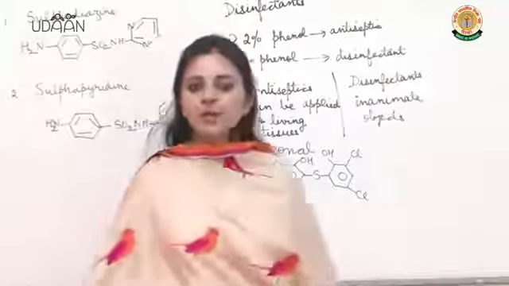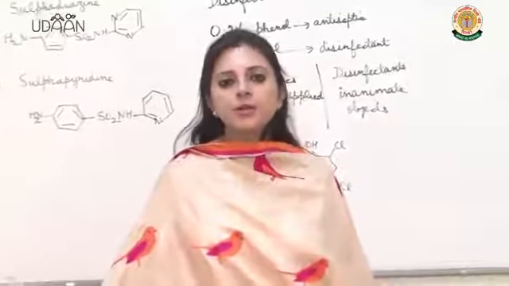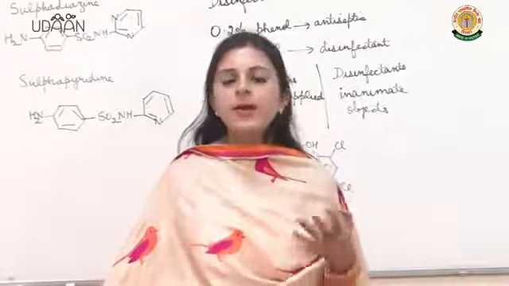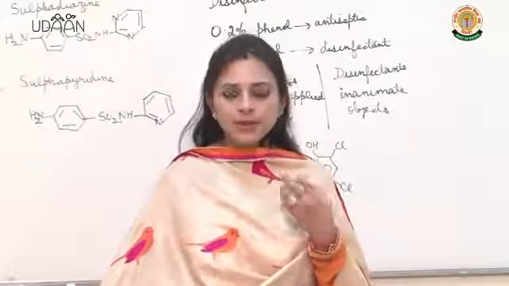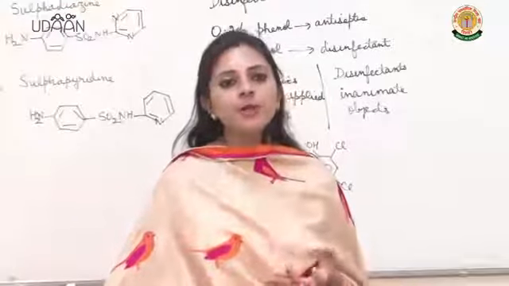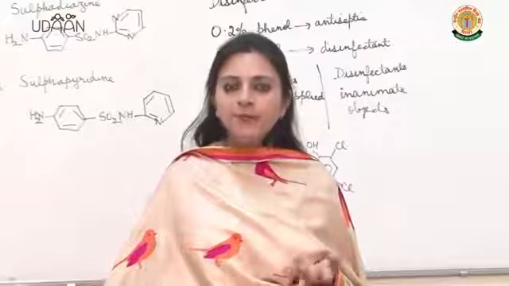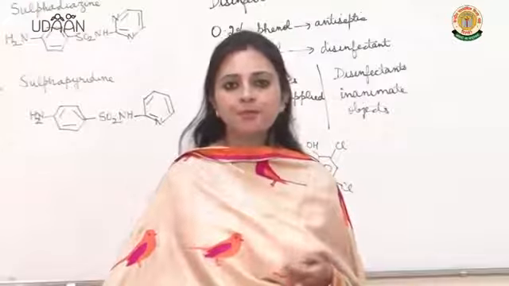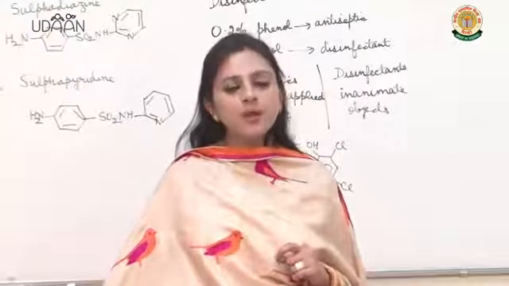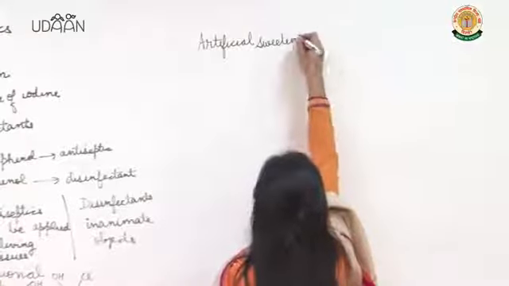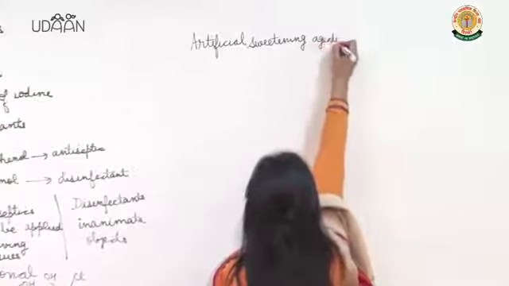Now we will study about the chemicals which are used in food. What are food additives? Food additives are the substances which are added to food in order to improve its quality in terms of food value, color and odor. First we will study about artificial sweetening agents. The substances which are added to food which provide sweetness to the food without providing any calories.